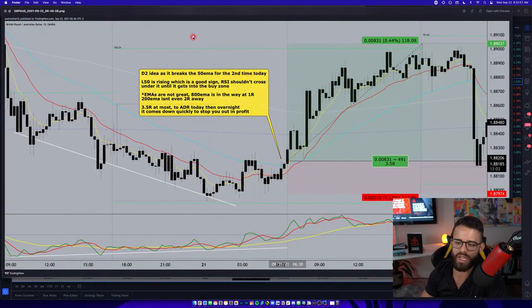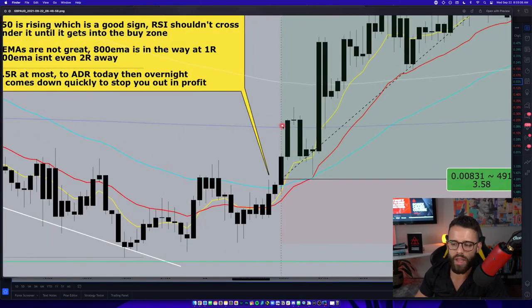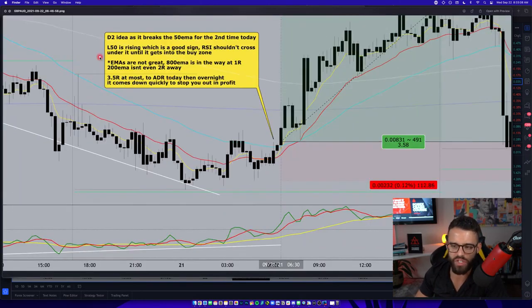this. This is GBP AUD yesterday, the 21st, you can see. Now, this is just slightly different. This is more my speed. Here, the EMAs are not in your favor. Your 800 EMA is close, your 200 EMA is close, and you'll see that in my notes. It's not even 2R to that 200 EMA.